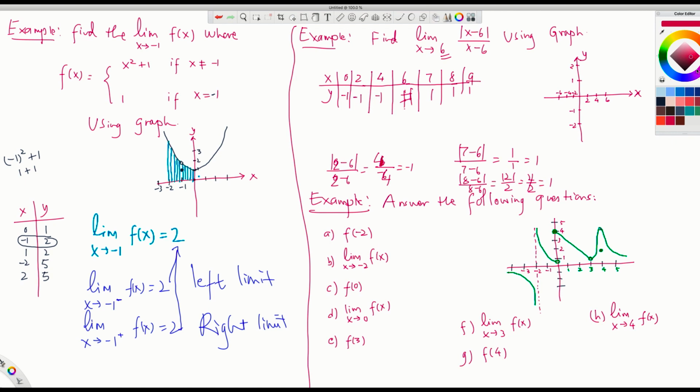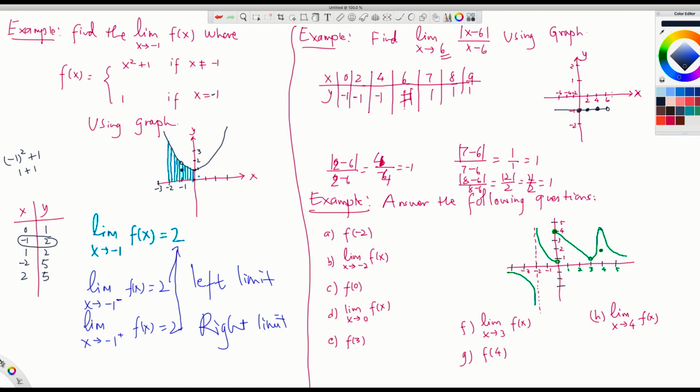Okay, now let us draw the graph. To draw the graph, we will plot at 0 it is negative 1, at 2 it is negative 1, at 4 it is negative 1, and we don't know at 6, but at all other points the graph will look like this. And then at 6, this is the open circle there. We don't know what is at 6 because it is 0 over 0, so it is undefined at 6.